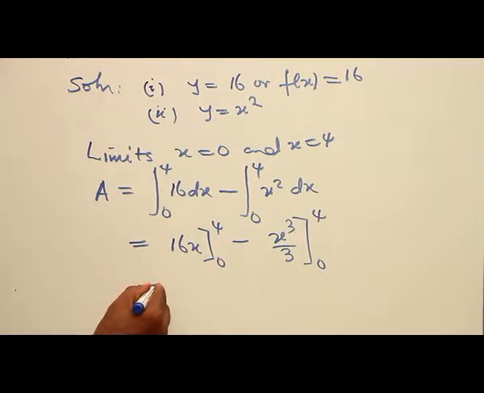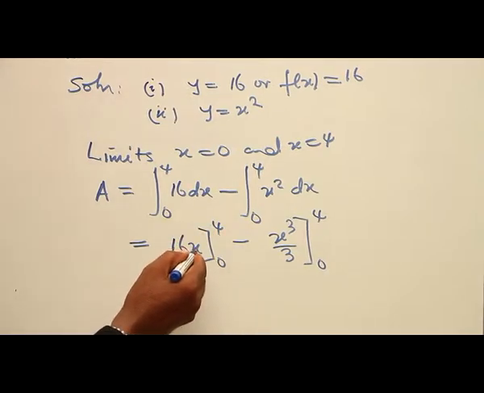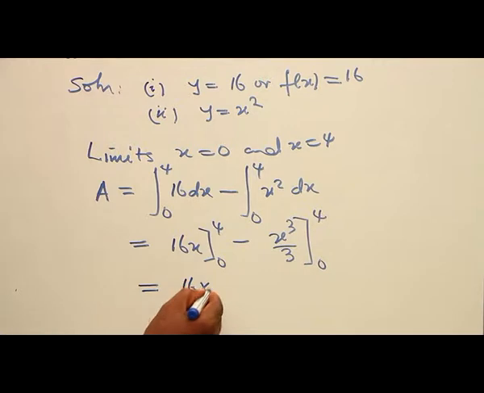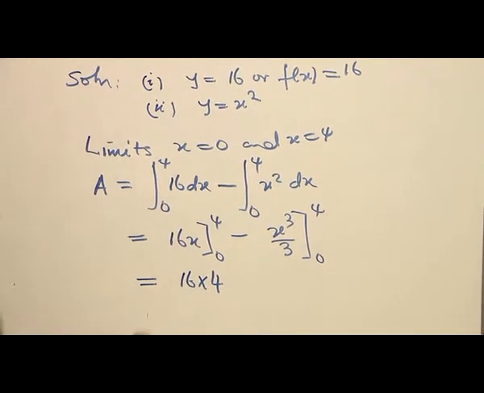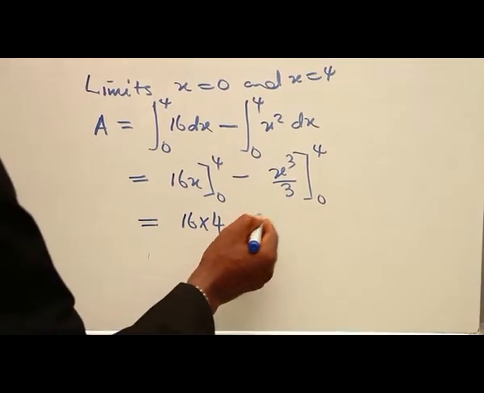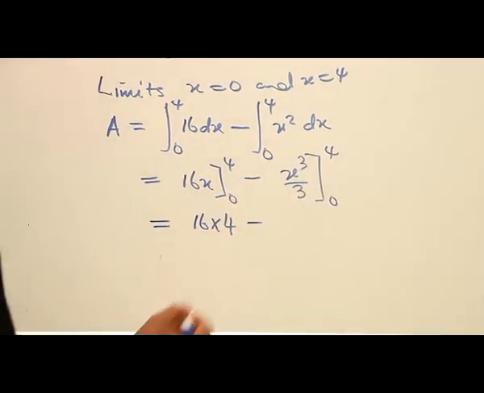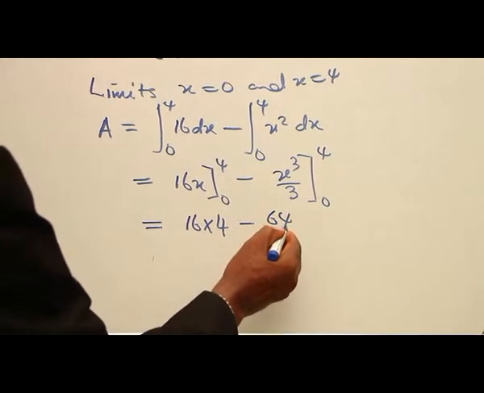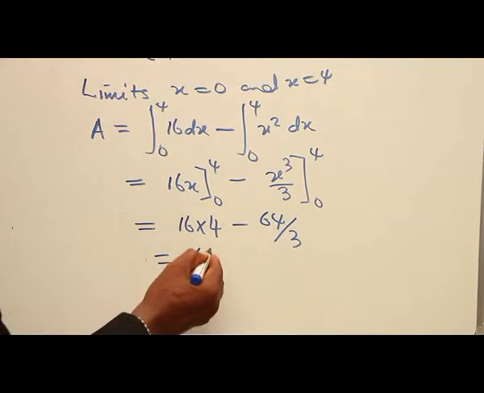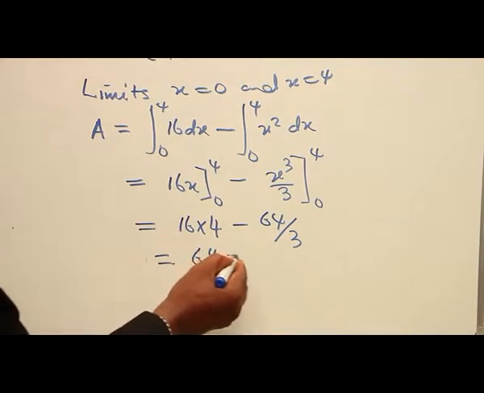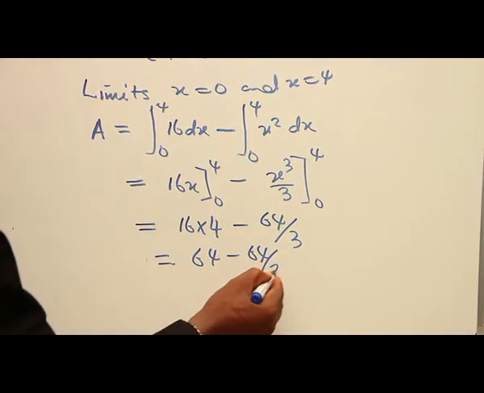So here we have 4 into this, that's 4 times 16 times 4. Of course, 0 times 16 will be 0. Then, of course, we have minus 4 into this, 4 raised to the power 3 is 64. And then everything will be divided by 3.